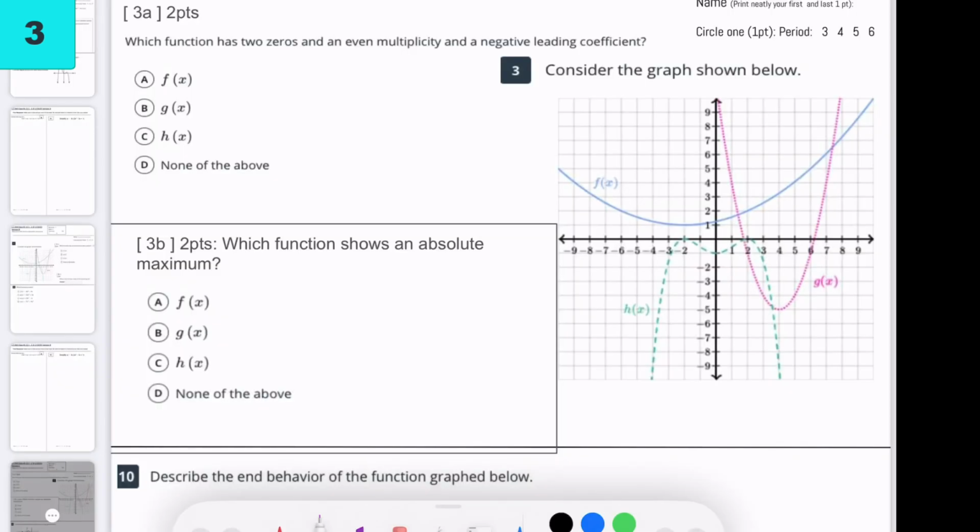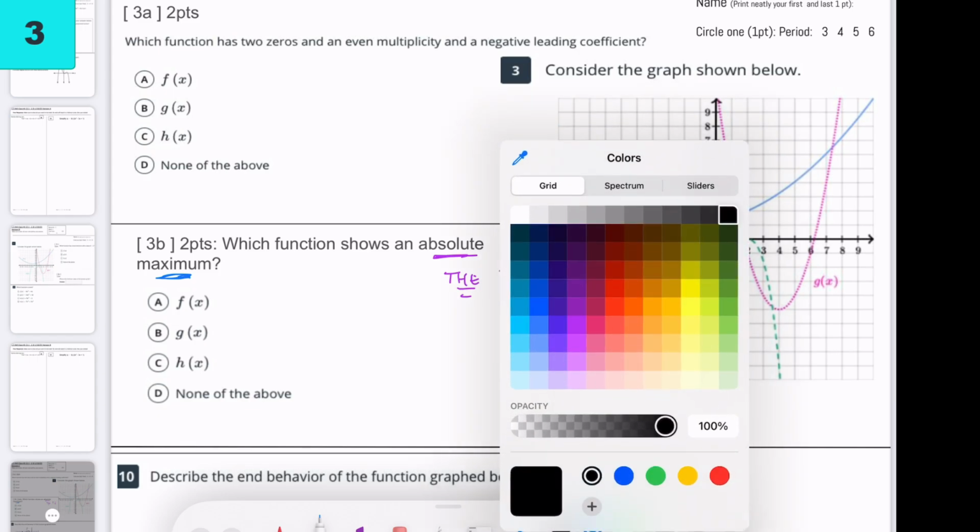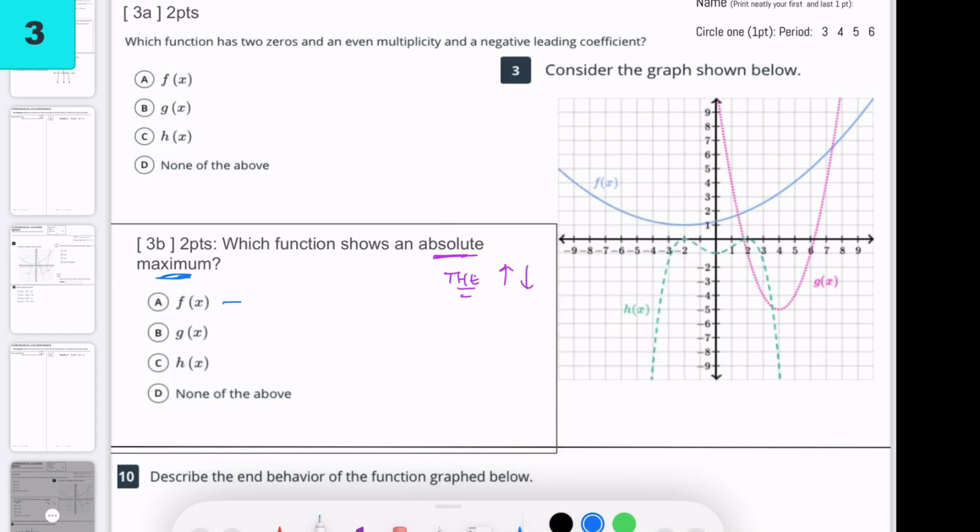All right, let's go over question 3b. Which function shows an absolute, so that means it is the highest or lowest. This case is telling us a maximum. So let's go through f of x. This one would be an absolute minimum because this one keeps going higher. So it's not this one.